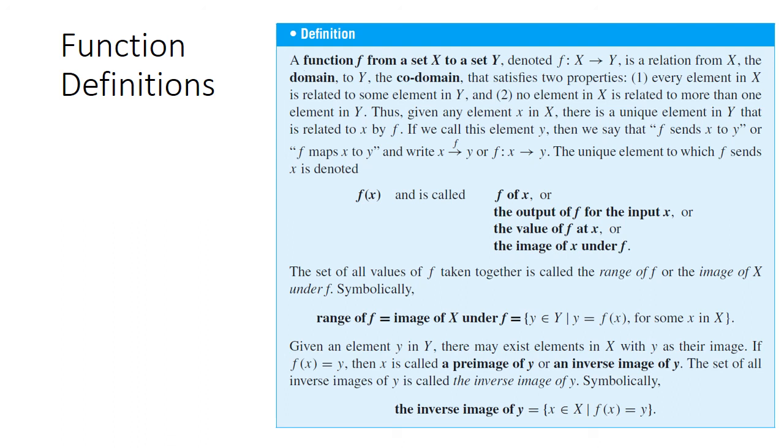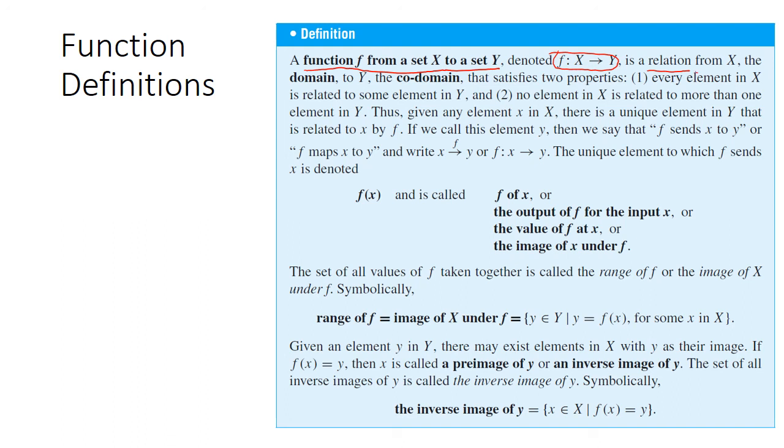Firstly, a function f from a set X to a set Y is denoted in formal higher math in this fashion right here. You have f colon, then you put the name of the domain, then a little arrow, and then you put what is called the codomain. What a function is, first of all, is a relation. I don't know how well you guys recall relations. We did them back in chapter 1. But a relation is just a subset of the Cartesian product of X and Y. In other words, it's ordered pairs.